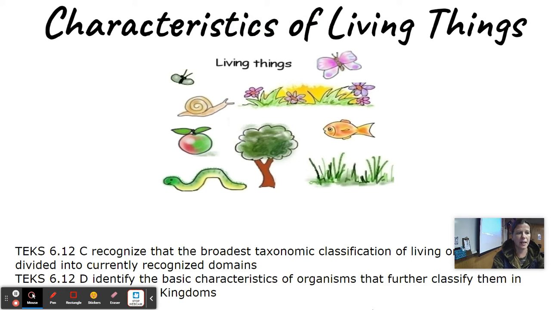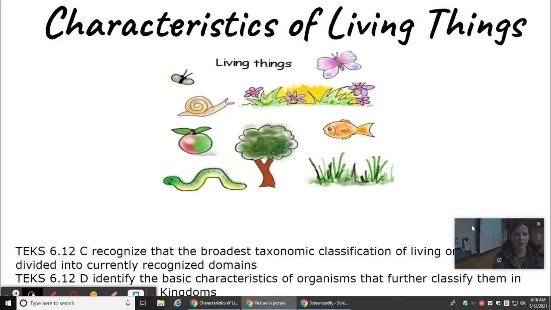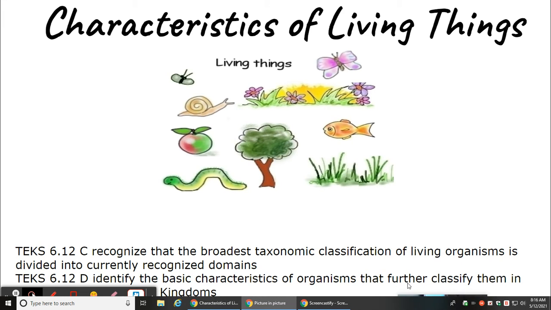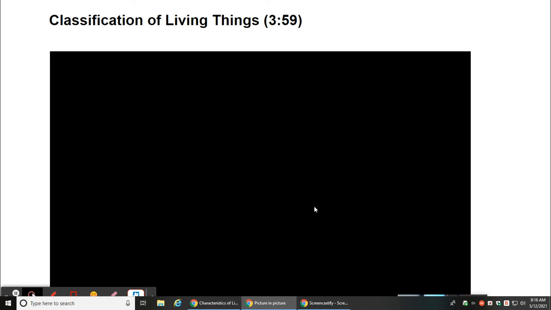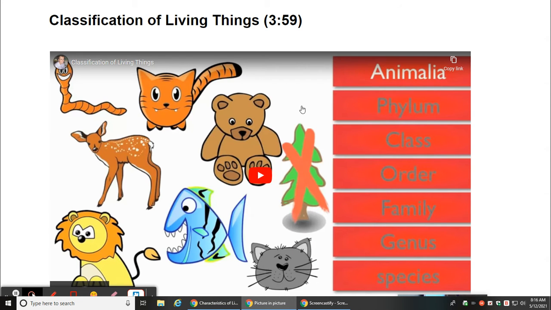Characteristics of living things. Today we're going to recognize the broadest taxonomic classification of living organisms, which is divided into currently recognized domains. We will also identify the basic characteristics of organisms that further classify them into kingdoms. So you have a short video here. It's hyperlinked. If you press play, it will go over classifying living things.